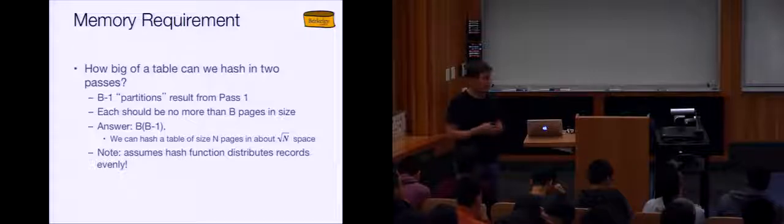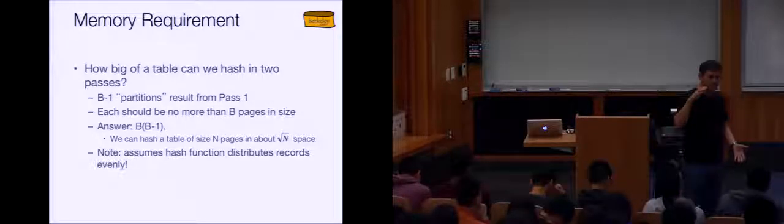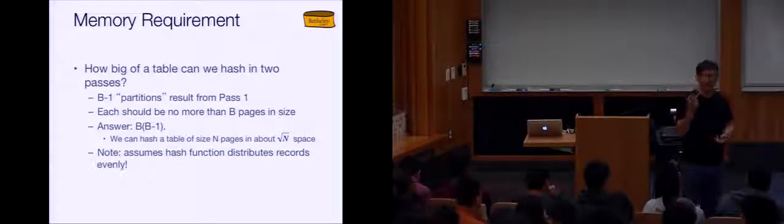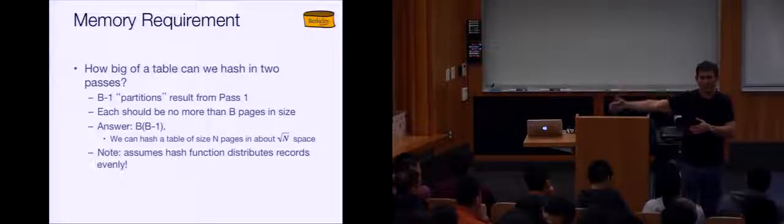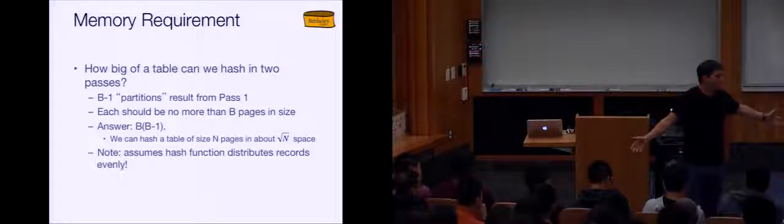All right, so here's a bad case. Suppose I give you a file. It's hashed by gender, and I say you have B minus 1 output buffers, but there's only 2 values. There's male and there's female. So one partition is going to be half the data, and the other partition is going to be the other half of the data. And in fact, it'll never break down any smaller than that. And hashing is just not going to work.